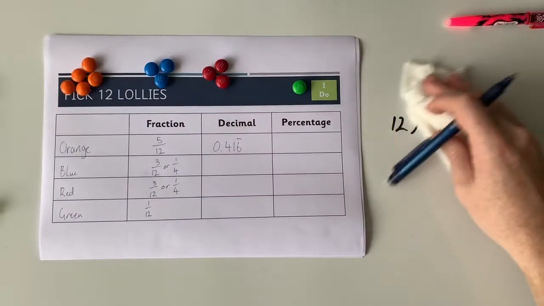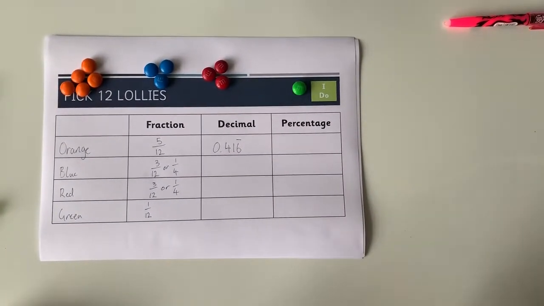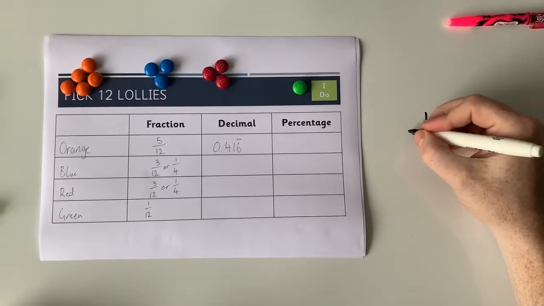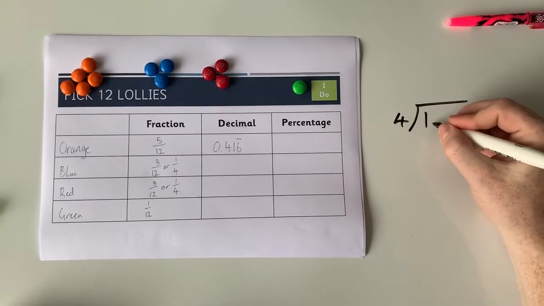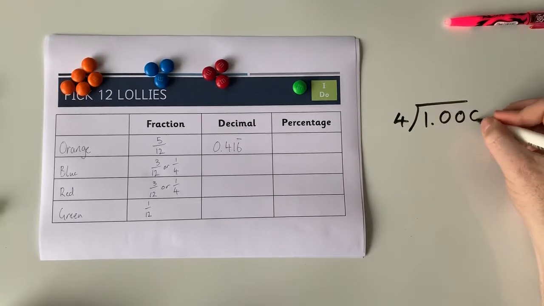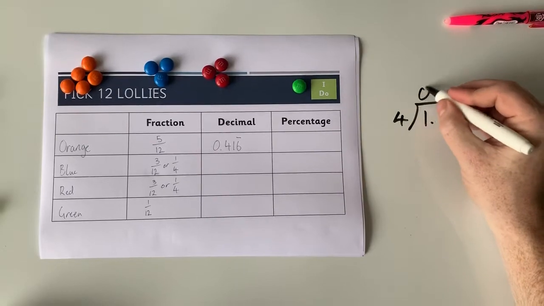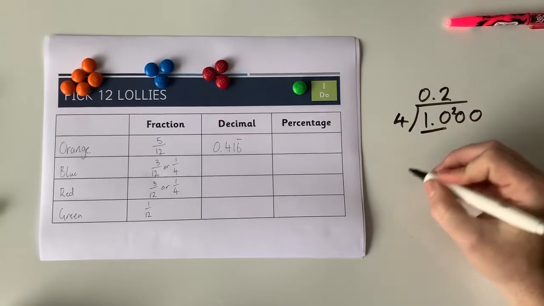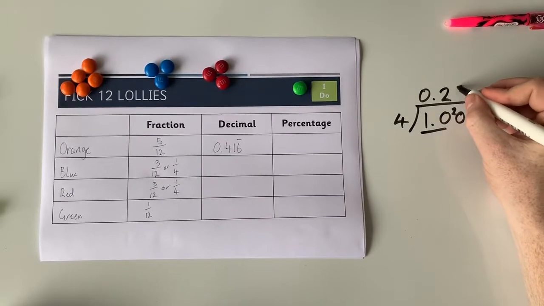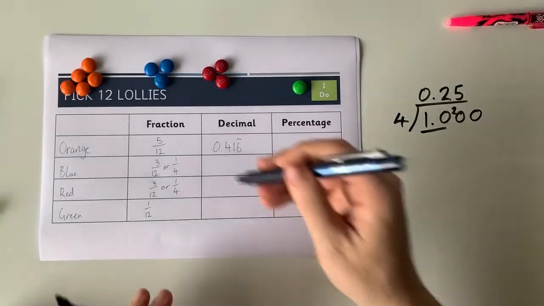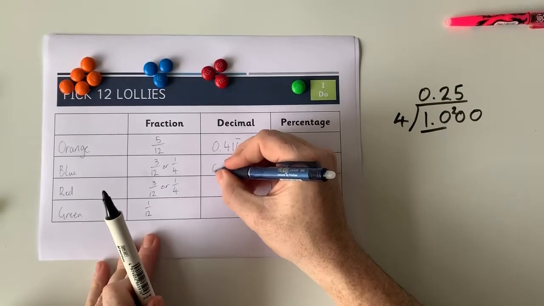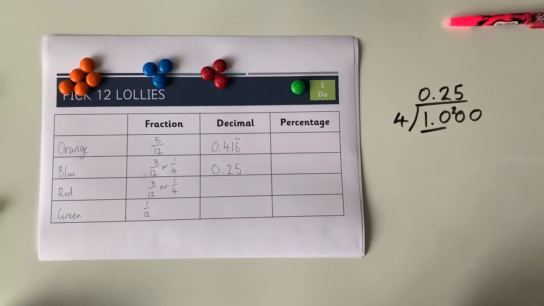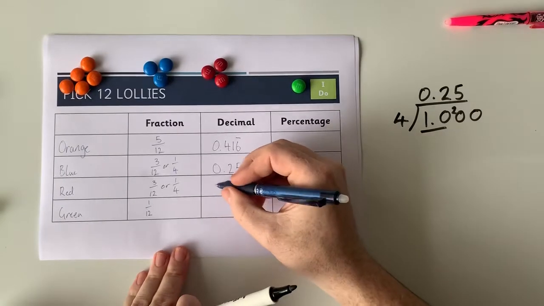Now let's work out the decimal of blue. 1 divided by 4. I'm going to need some zeros. 4 goes into 1 0 times. 4 goes into 10 2 times, 2 remainder. 4 goes into 20 5 times. So that means the decimal probability is 25 hundredths. And I don't need to do the calculation again for red. This is the same.